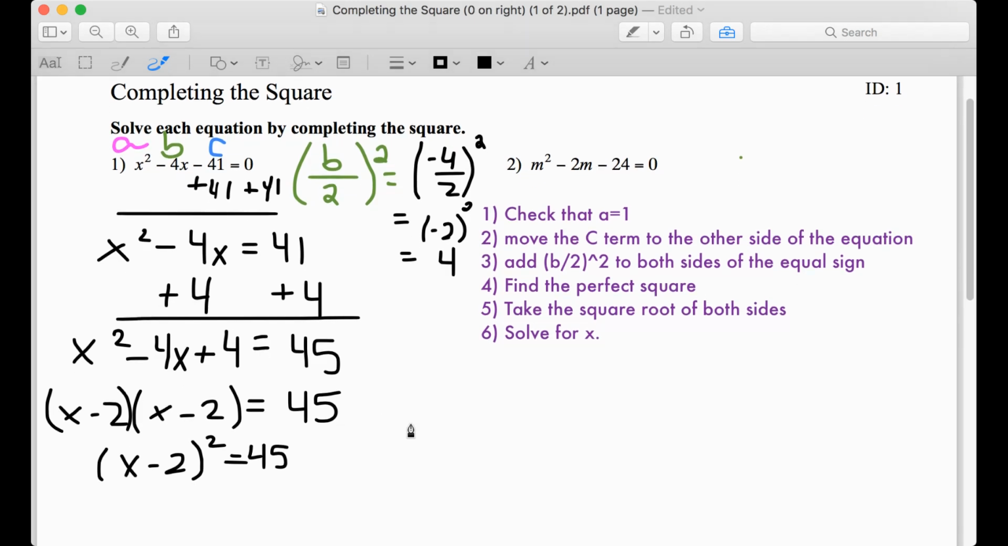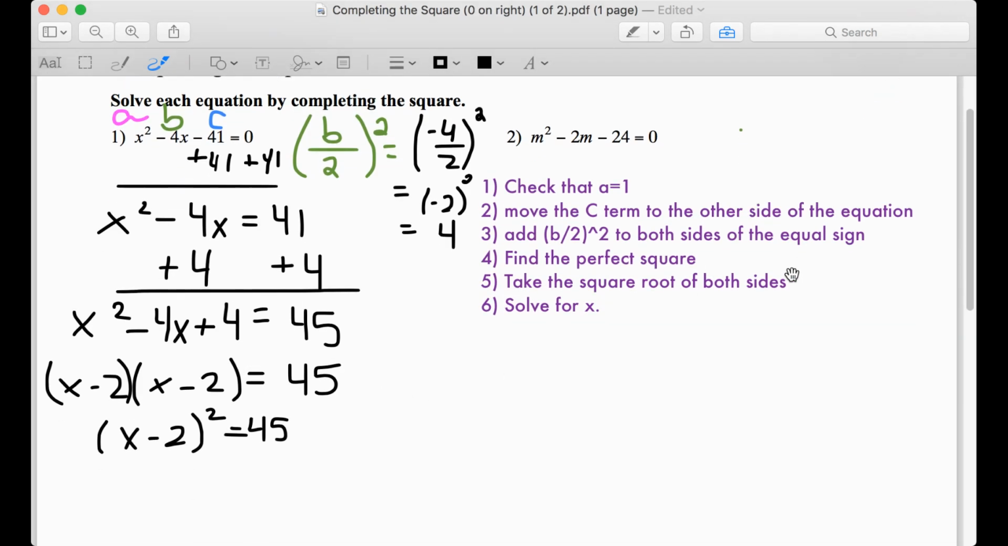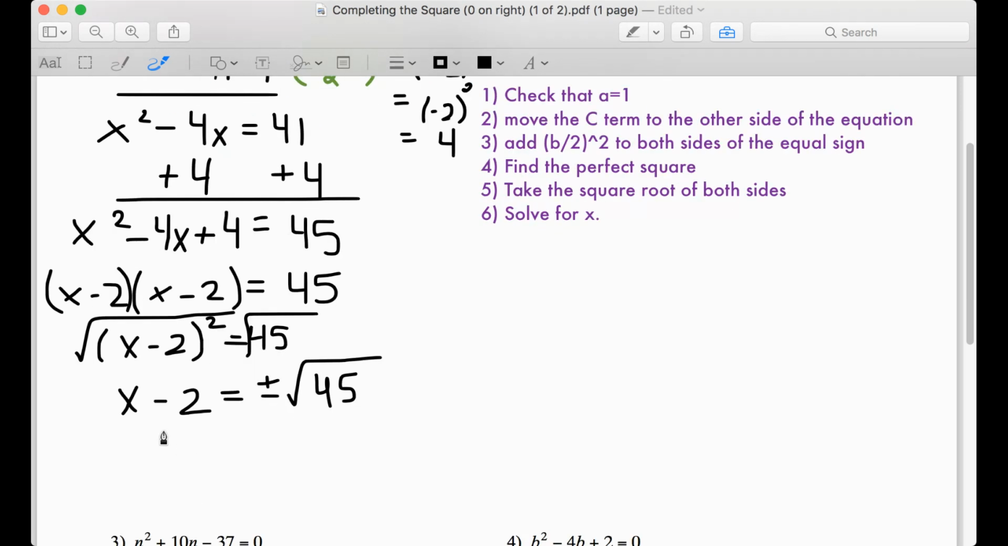And now step 5 is to take the square root of both sides. So now this is solving quadratics by taking the square root. So I take the square root here, and I take the square root here. The square root of anything squared is just that thing. So I have x minus 2 equals plus or minus square root 45. And then to make x by itself, I just have to add 2 to both sides.